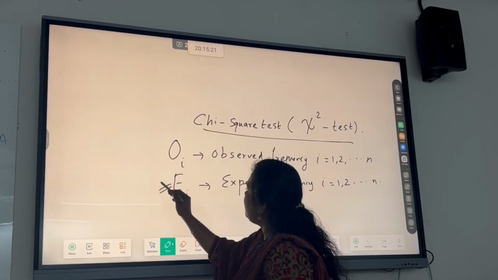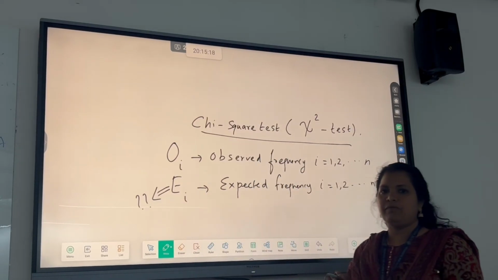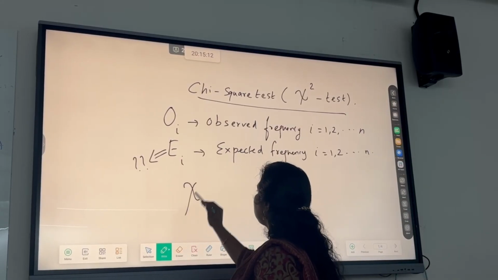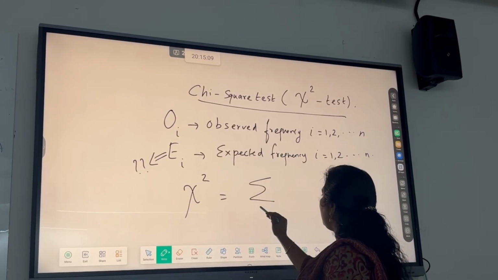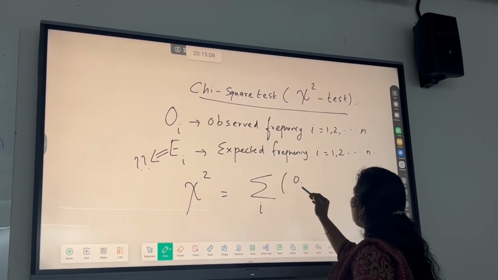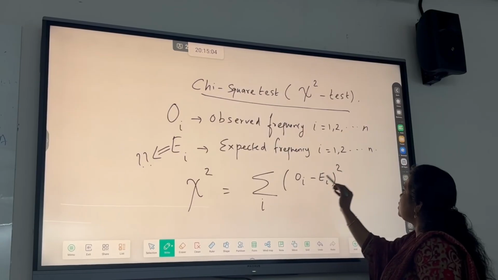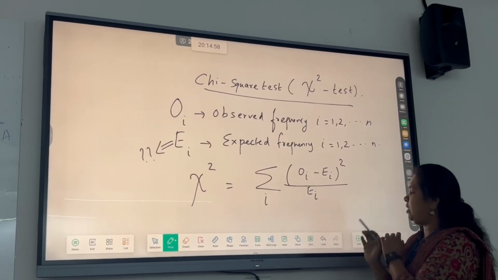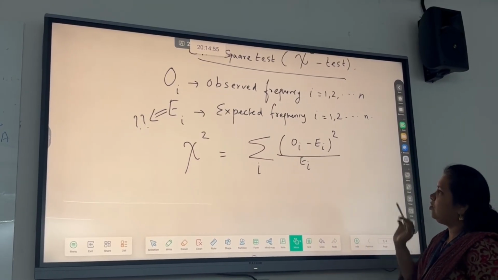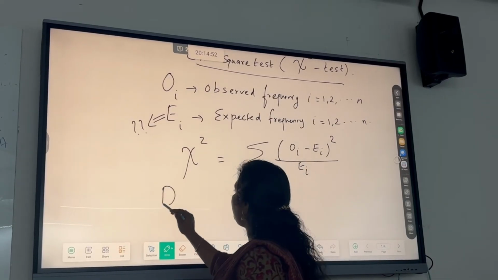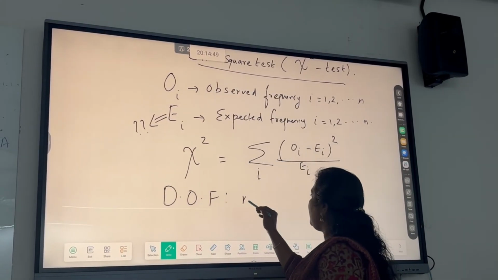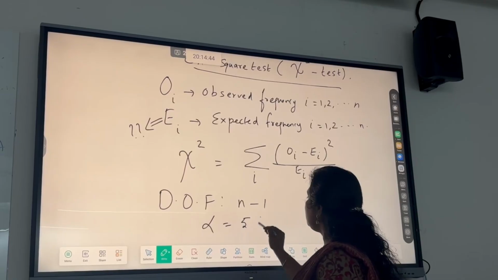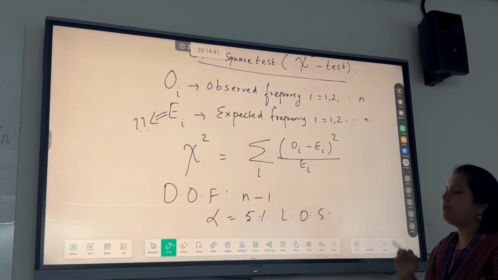Now for most of the problems we have to find EI. What is the formula for the chi-square test? It is the summation over I of OI minus EI, the whole square, divided by EI. So within the summation you write the formula. Next is the degree of freedom, which is n minus 1, and alpha is the 5% level of significance.